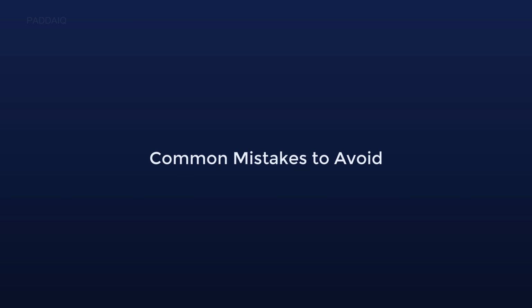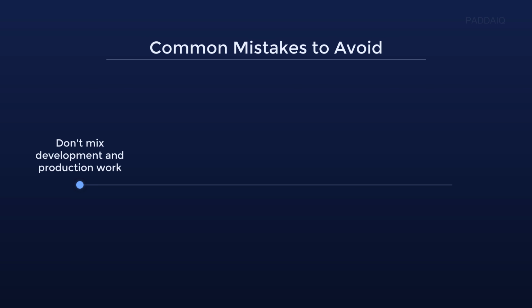Common mistakes to avoid in your implementation. Do not mix development and production work. This means keep your testing and live systems completely separate. For instance, if you are building a new app, never test it on the server where your real business data is running. This strict separation prevents costly errors and protects your critical operations.